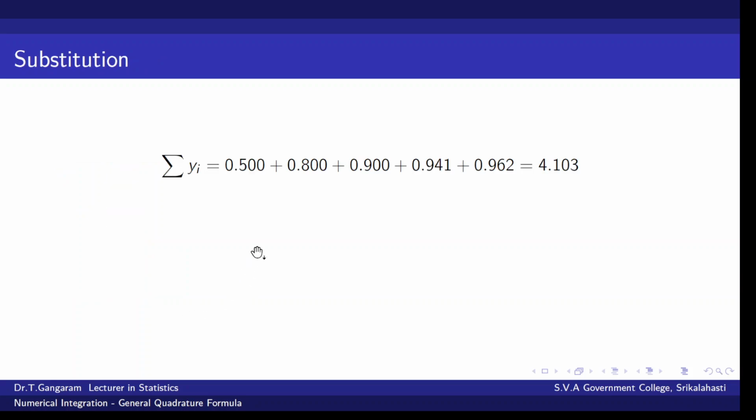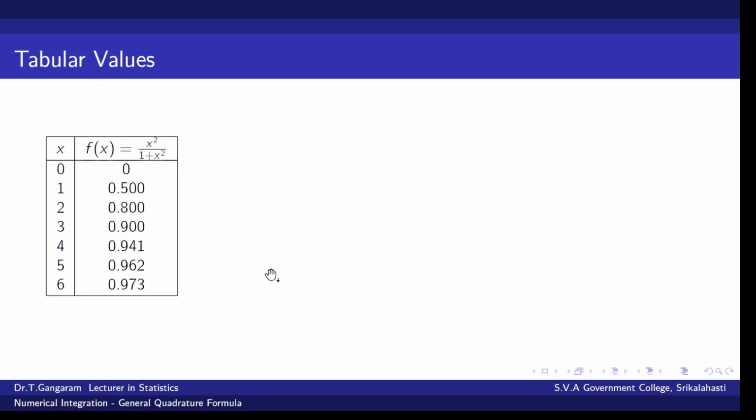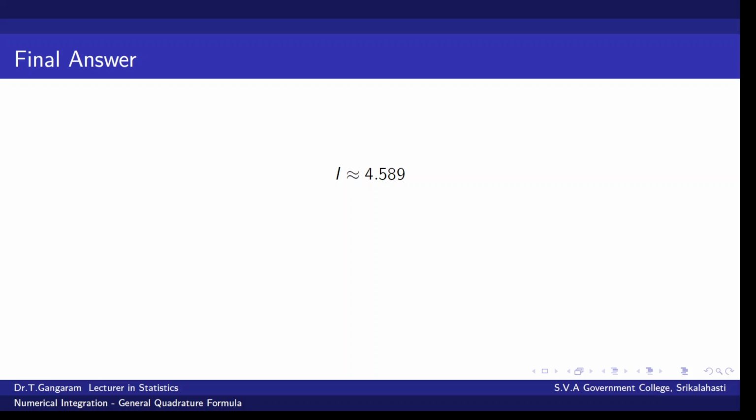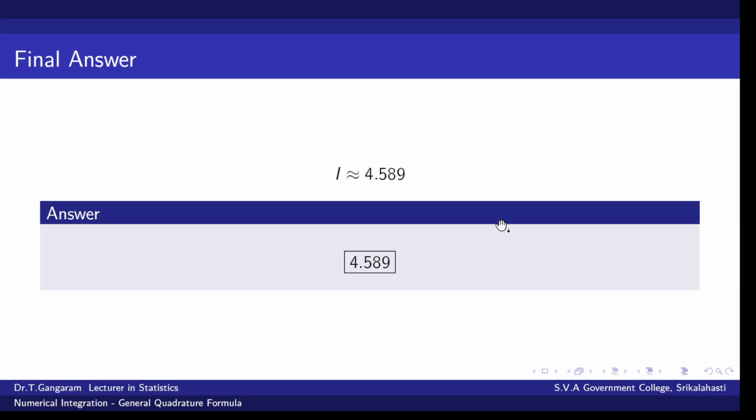These are the values, and in the integration, the summation of y is equal to 4.103. I is approximately equal to 1 by 2. This is in the formula, h is equal to 1 here, and 2 is from the formula. First term 0, last term 0.973 here, and 2 into remaining terms total. This becomes 9.173 by 2. Our I is approximately equal to 4.589. The answer is 4.589.